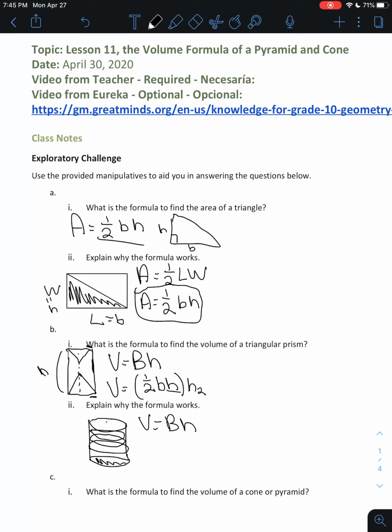So it's the same principle for this triangular prism up here. The triangular prism is really just made up of triangles that are on top of each other. So you just take the area of one triangle and multiply it by the height.